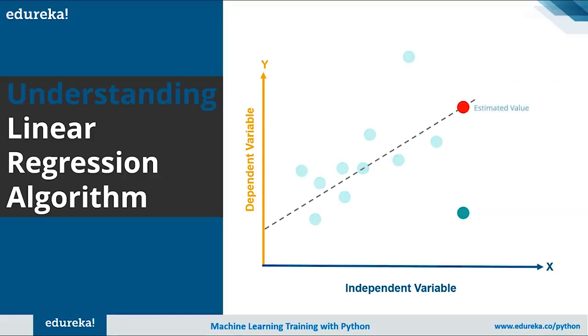Now, suppose this is our estimated value or the predicted value, and this is our actual value. Okay. So our main goal is to reduce this error, that is to reduce the distance between the estimated or the predicted value and the actual value. The best fit line would be the one which has the least error or the least difference between the estimated value and the actual value. All right. In other words, we have to minimize the error.